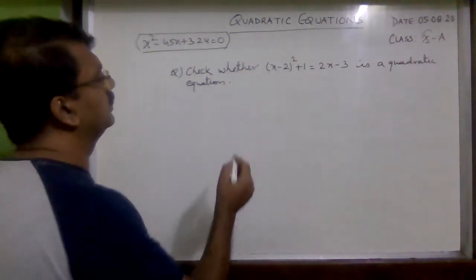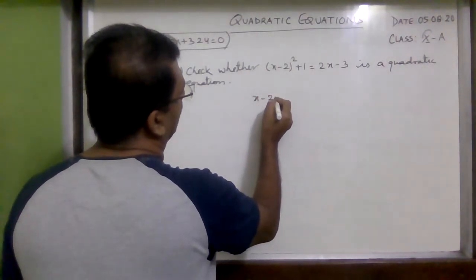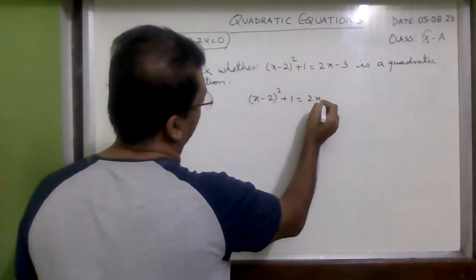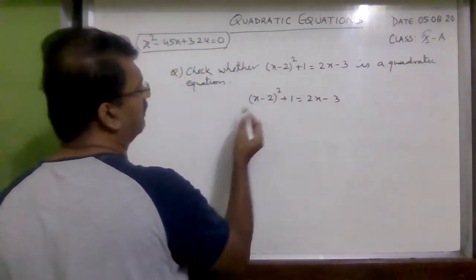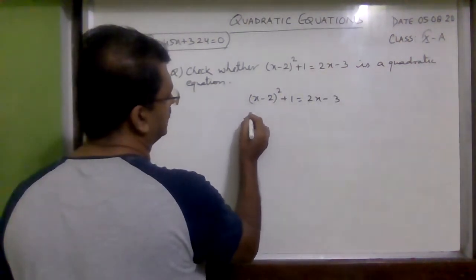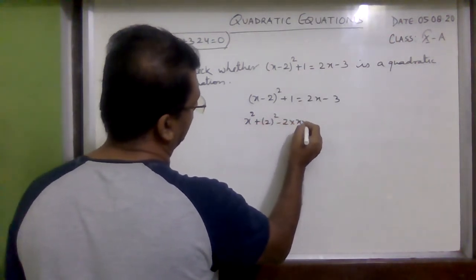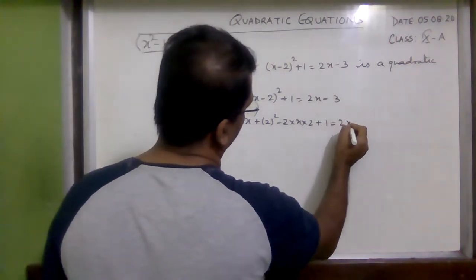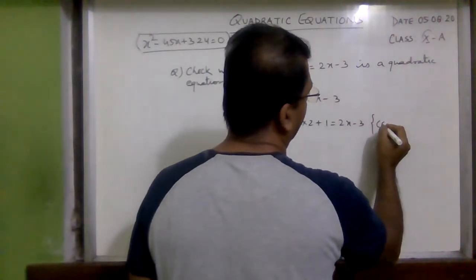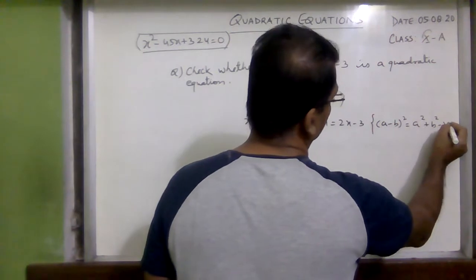So for that, what we do, first of all, x minus 2 square plus 1 is equal to 2x minus 3. Here we will apply the identity a minus b whole square. You know that a minus b whole square is a square plus b square minus 2ab, like this, plus 1 is equal to 2x minus 3. So the identity that we have applied over here, a minus b whole square is equal to a square plus b square minus 2ab.